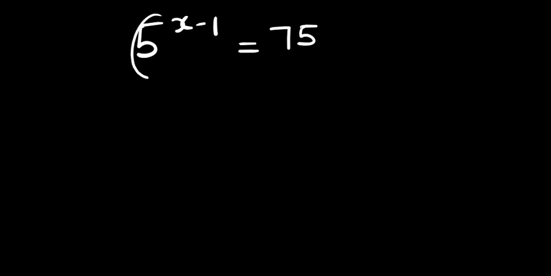Let's solve the last two. I was supposed to give them to you as questions to solve, but let's just solve them. Let's say you are given 5 to the power x minus 1 is equal to 75. How are you going to solve this one? Like we said, always make the bases the same. We have a 5 on this side, it's the smallest one, so let's try to divide it into 75.